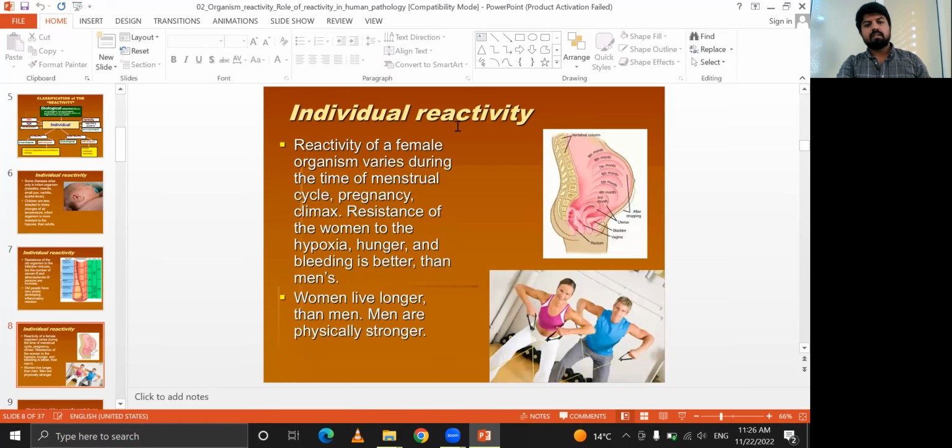Individual reactivity of the female organism varies. It totally depends on the individual, whether it is present in the female, the male, or the infants. Women live longer than men, and men are physically stronger. So it is the individual reactivity of an organism towards a disease or any kind of condition in the body.